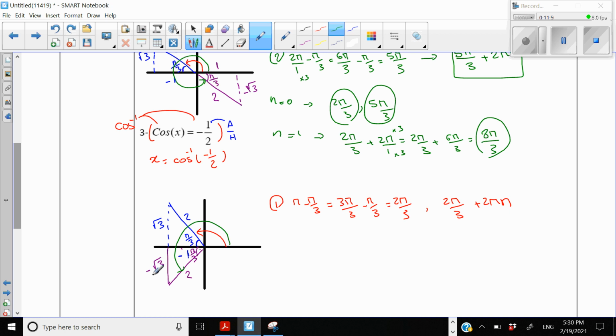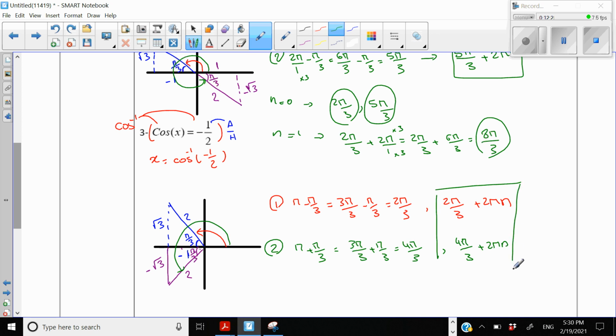It's from here to here. So the other angle will be, the original angle will be pi plus pi over 3. So it's 3 pi over 3 plus pi over 3, and it's 4 pi over 3. Now the general solution is 4 pi over 3 plus 2 pi times n. So these are my general solutions. And now if I make n equal to 0, the solutions are going to be 2 pi over 3 and 4 pi over 3.